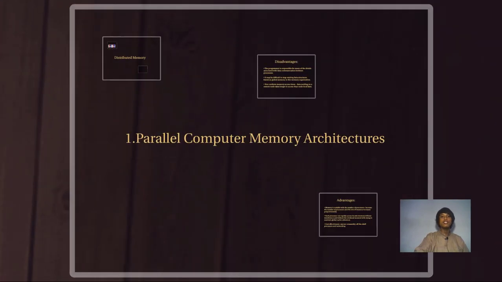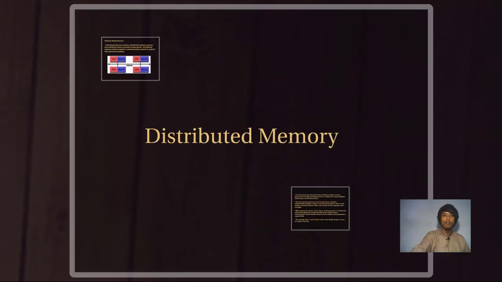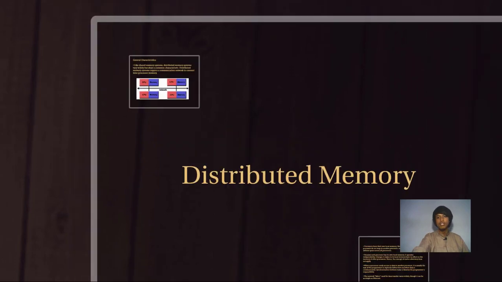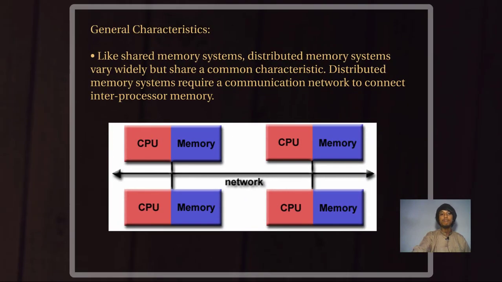Number 1. Parallel computer memory architecture and distributed memory. General characteristics: distributed memory systems vary widely but share a common characteristic. Distributed memory systems require a communication network to connect inter-processor memory, and you can see this in the picture.